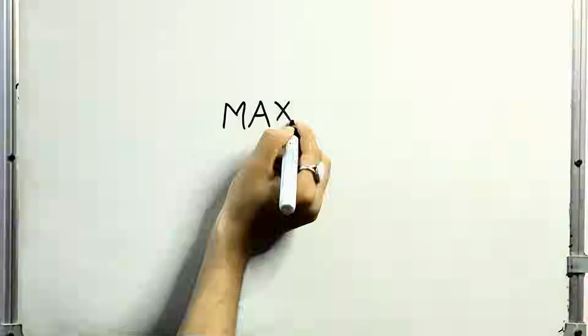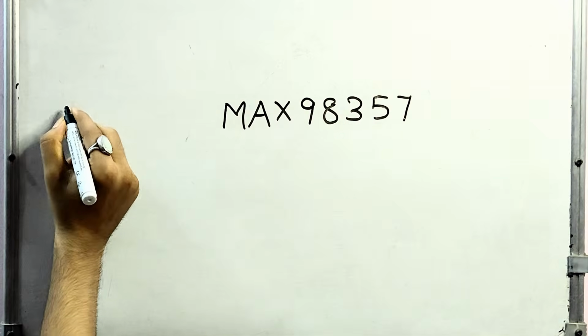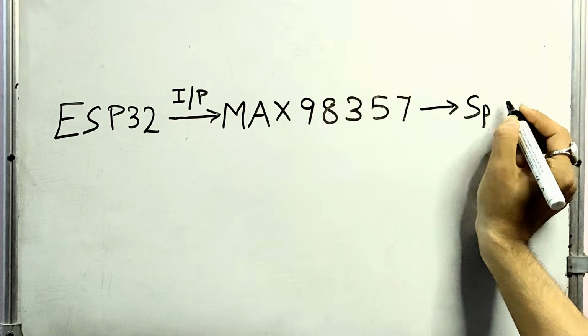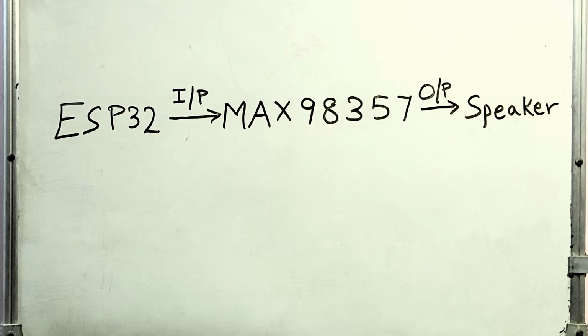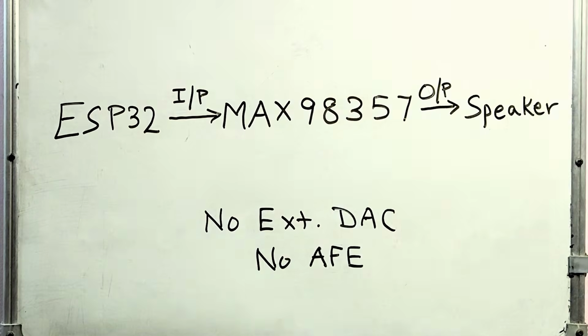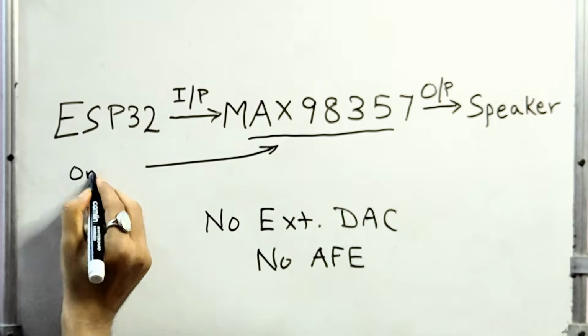This module connects directly to your controller, like an ESP32, using digital I2S pins. And on the other side, you plug in a speaker. Notice something, there's no external DAC, no analog front end. This single chip is doing everything.